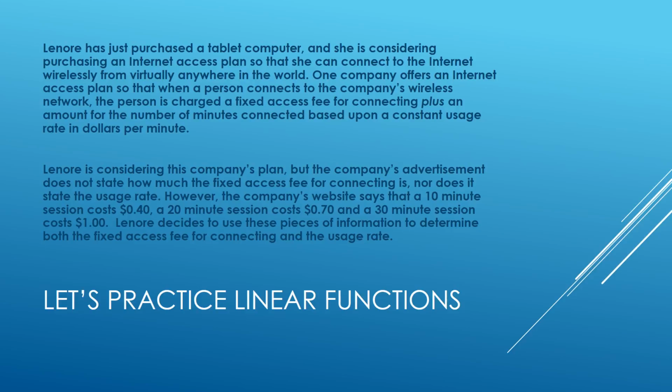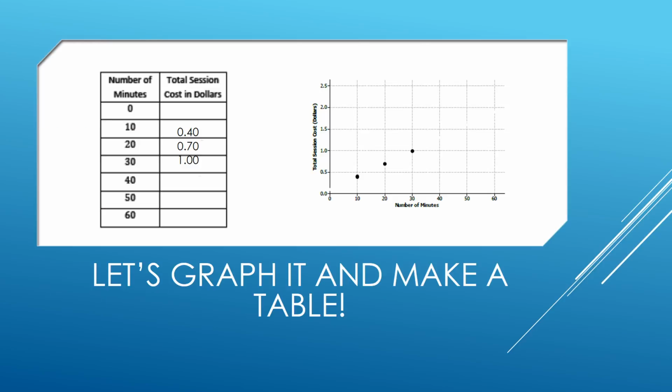So from our problem, it says Lenore is considering this company's plan, but the company's advertisement does not state how much the fixed access fee for connecting is, nor does it state the usage rate. However, the company's website says that a 10-minute session costs 40 cents, 20 minutes 70, 30 minutes $1. Lenore decides to use these pieces to determine both the fixed access fee for connecting and the usage rate. So we already have our values down here. We need to figure out this value.